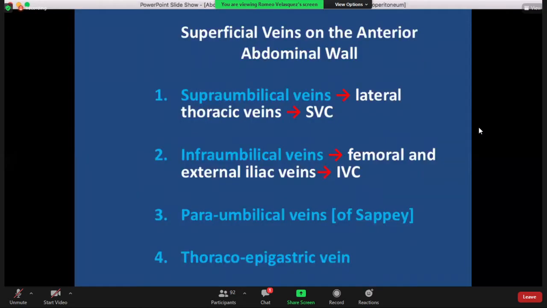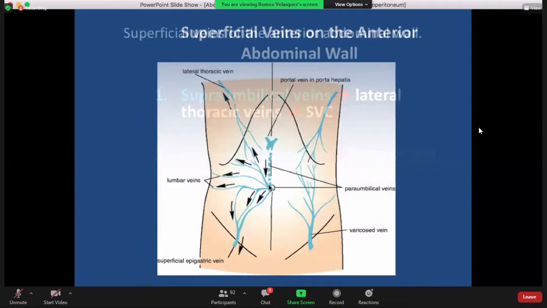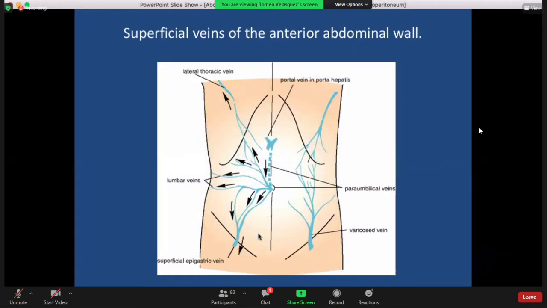Now the veins, anterior abdominal wall, these are the named veins: superficial, supraumbilical, infraumbilical, paraumbilical, thoracoepigastric. So the paraumbilical veins are also called the veins of Sappey. This is another name that you might come across in your readings. So there you have it, the paraumbilical veins.